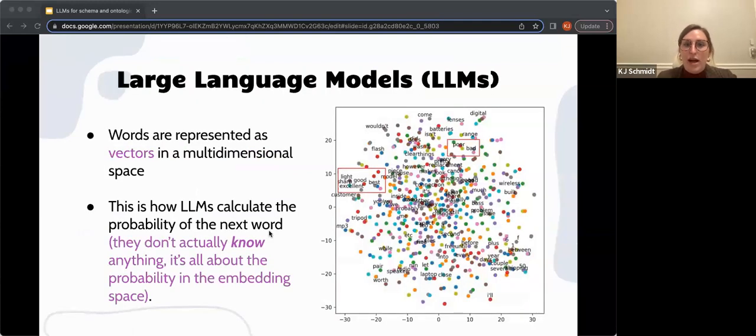So LLMs are trained on text, and these words are represented as vectors in a multidimensional space. I have a picture on the right that just shows 2 dimensions, but just imagine hundreds of dimensions in this space. Each word is a vector in this space, and they're grouped together in different ways in these different dimensions. So this is how LLMs calculate the probability of the next word. I just want to emphasize, they don't actually know anything. It's all about the probability of the next word in the embedding space.